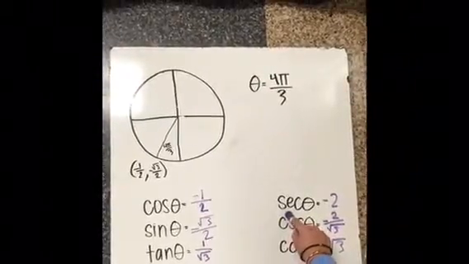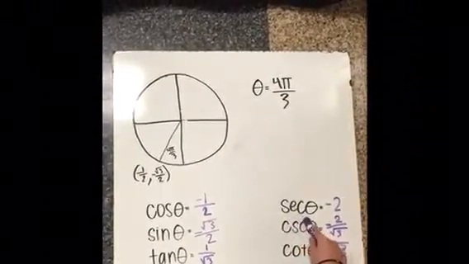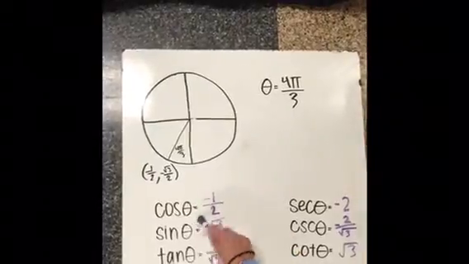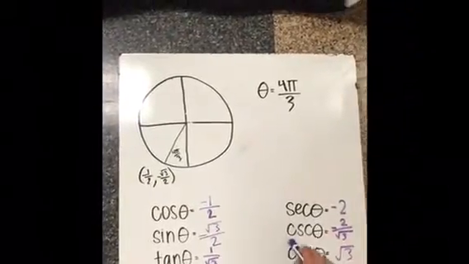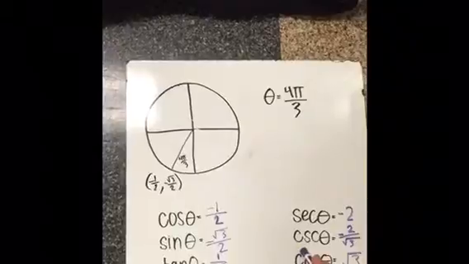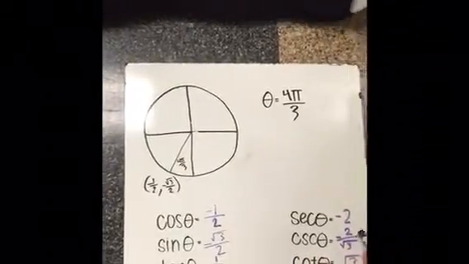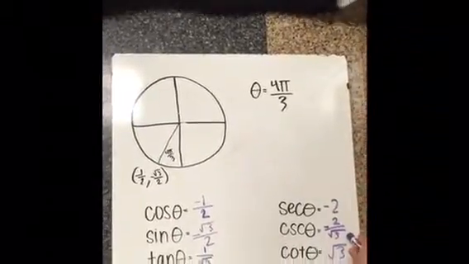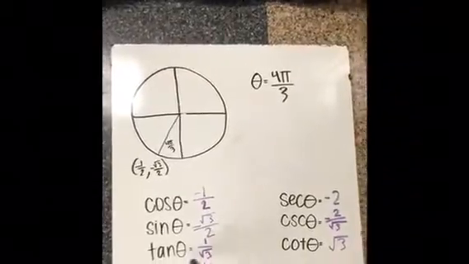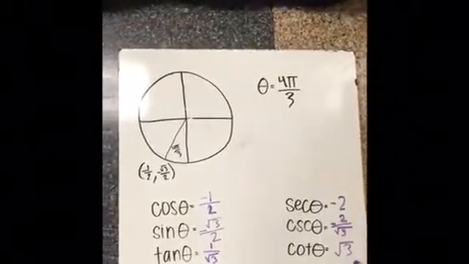The secant is the reciprocal of the cosine, which is negative 2. And the cosecant is the reciprocal of the sine, which is negative 2 over square root of 3. And the cotangent is the reciprocal of tan, which is square root of 3.